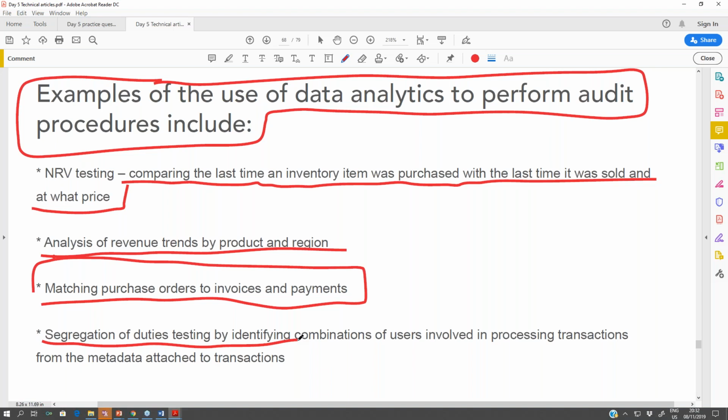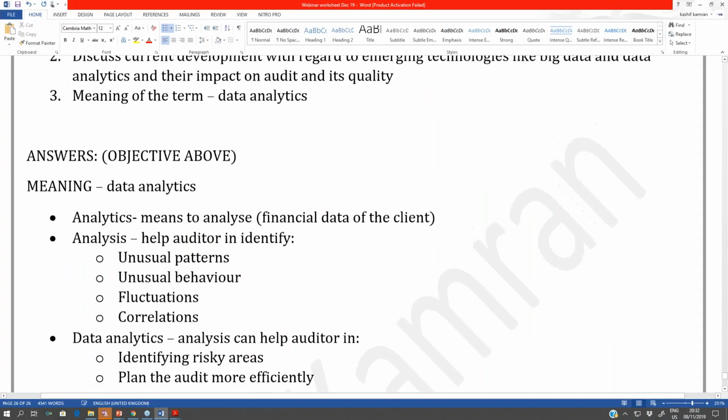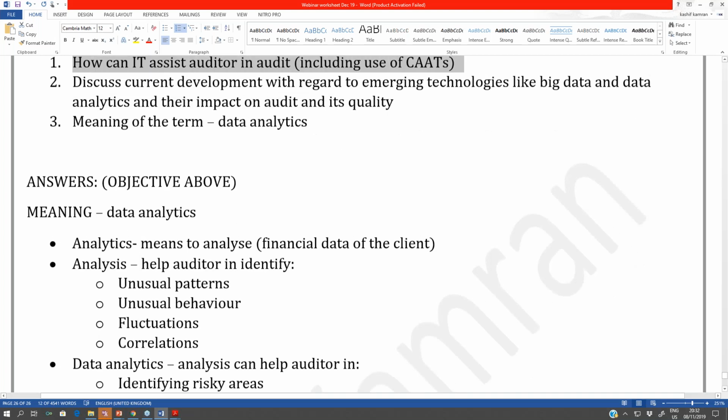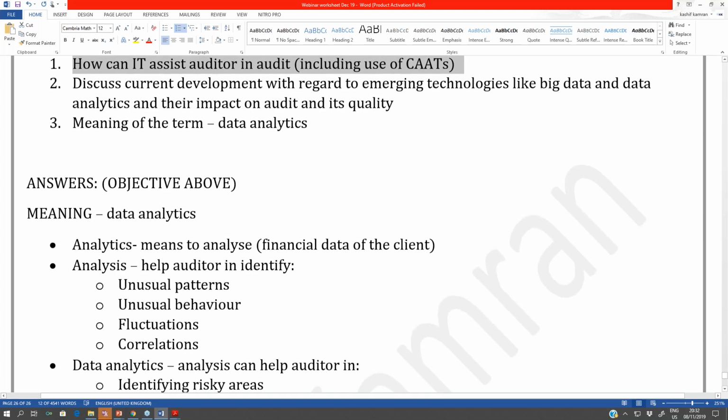So what was the examiner expecting from us? The examiner was expecting us to know the meaning of the term data analytics. We should also know how IT can assist the auditor in the audit. Can you believe that IT can really assist the auditor? Can the auditor use computer assisted audit techniques? Can that really help the auditor in increasing the sample size, do more in less time? So how can IT assist the auditor in the audit?